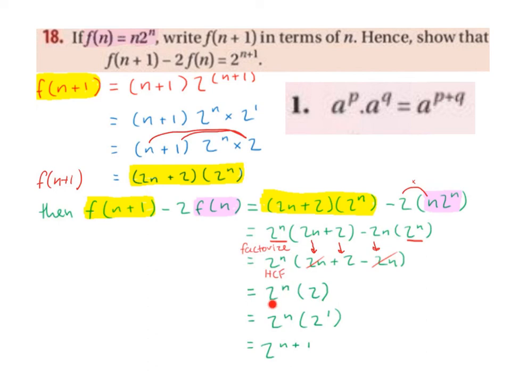So I've got 2 to the power of n multiplied by 2. 2 can be rewritten as 2 to the power of 1. So then I've got 2 to the power of n multiplied by 2 to the power of 1. And here I'm going to use my law 1 of indices again, which tells me that when I multiply powers with the same base, I add the powers. So 2 to the power of n multiplied by 2 to the power of 1. My bases are the same, so I just have to add the powers. I add the n and the 1. So I end up with 2 to the power of n plus 1, which is what I wanted to end up with.